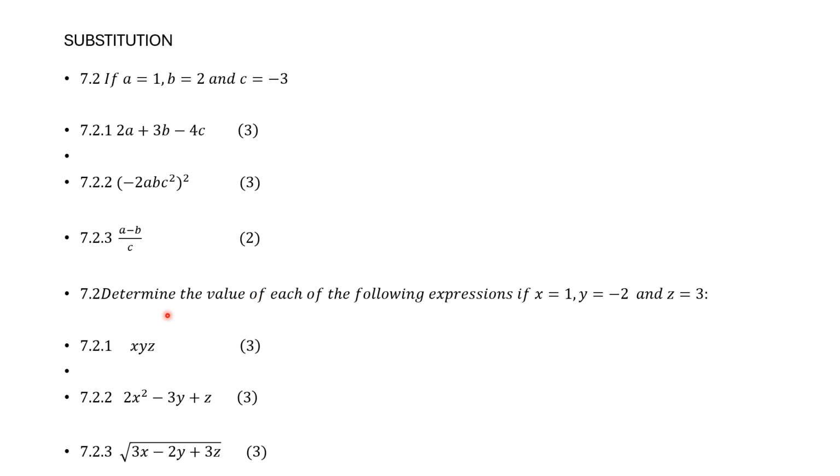Then we have a second problem here. Determine the value of each of the following expressions if x equals 1, y equals -2, and z equals 3. 7.2.1, xyz for 3 marks. 7.2.2, 2x squared minus 3y plus z for 3 marks. 7.2.3, square root of 3x minus 2y plus 3z for 3 marks. So pause, attempt to answer, take a different color pen, note your errors, and practice those errors out. So let's look at the solutions.